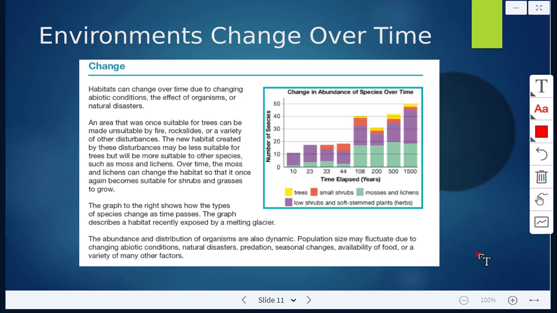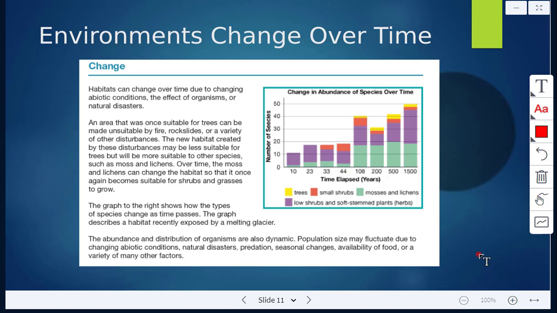Environments can change over time. Habitats can change due to changing abiotic conditions, the effect of organisms, or even natural disasters. An area that was once suitable for trees can be made unsuitable by fire, rock slides, or other disturbances. The new habitat created by these disturbances might be less suitable for trees, but it can be more suitable for other species, such as moss and lichen. Over time, the moss and lichen can change that habitat so that it once again becomes suitable for shrubs and grasses to grow.